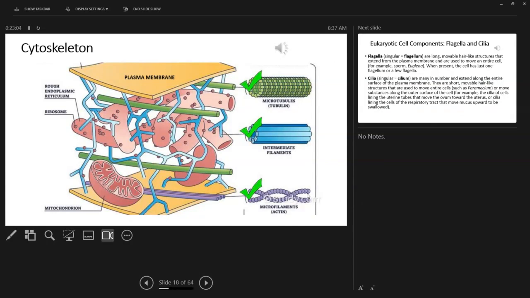They're attached to the plasma membrane, and they're attached to organelles, and they hold the organelles in place, and they can get longer and shorter to move the organelles around. And in some cells that can change shape, they change shape by the cytoskeletal filaments getting longer and shorter.